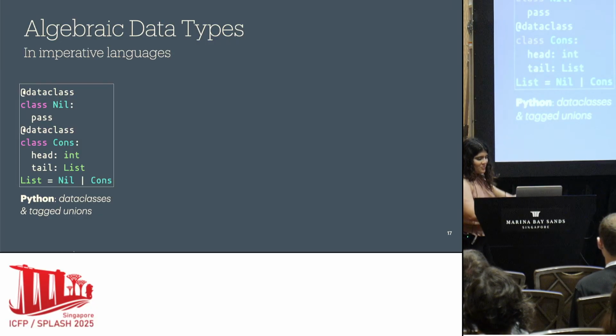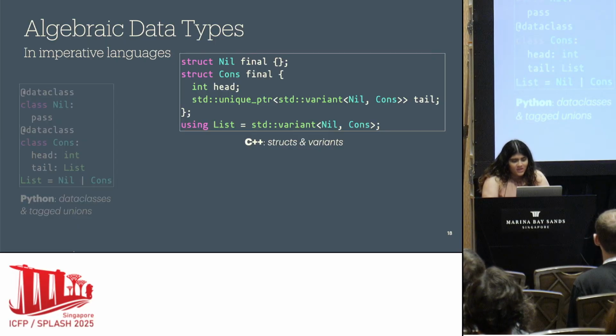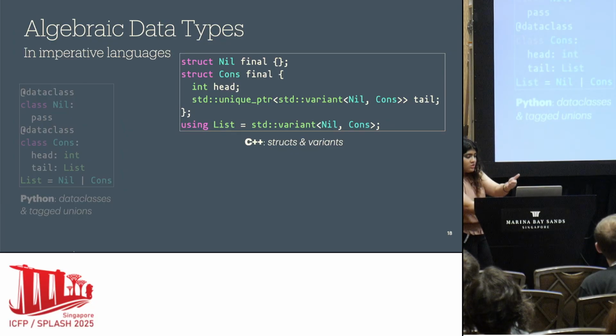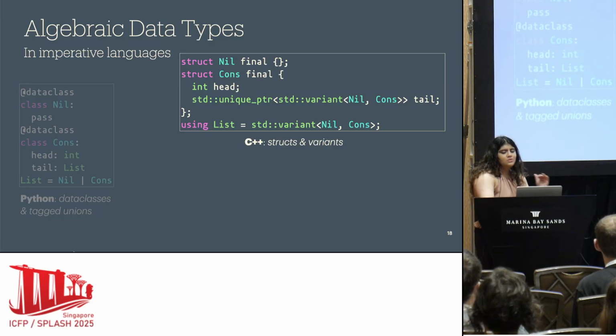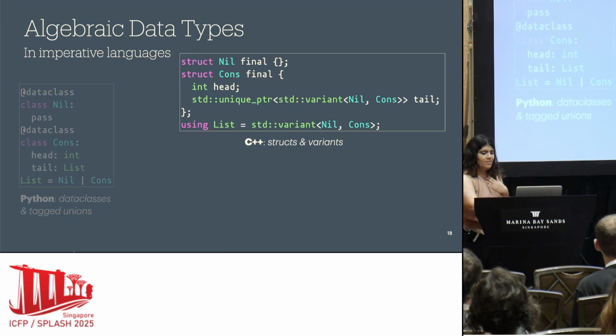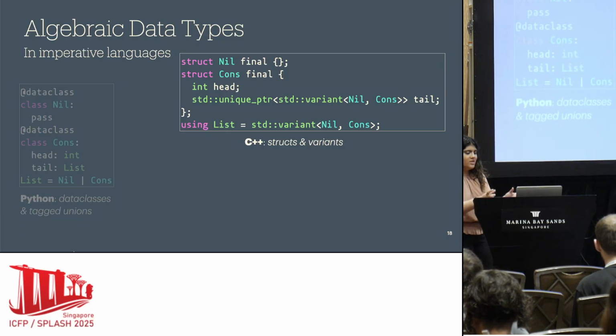So that's one. There's C++, structs and variants. Same thing, also separate, not contained within one thing. I think that's one important thing that we care about: you have a list, and nil and cons are always constructors of a list and never exist independently.